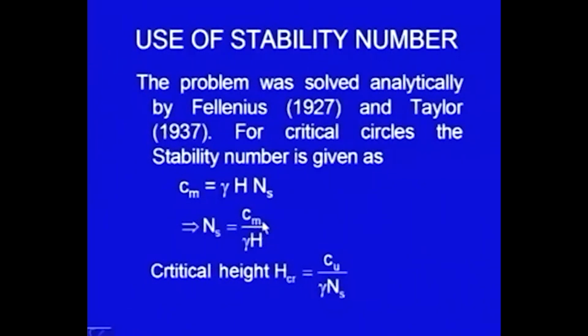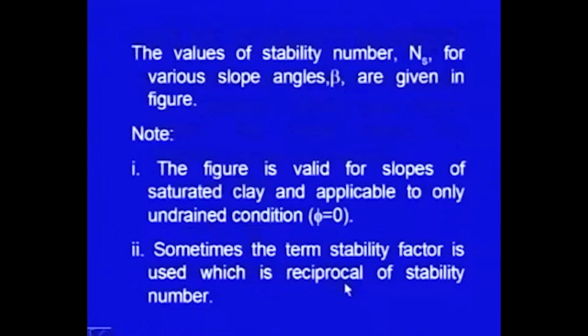So, for the case of the mobilized cohesion, Ns will be equal to Cm upon gamma h, and for the case of the critical height, when critical height means maximum height, if you want to calculate the maximum permissible height, then factor of safety will be equal to 1, Cu and Cm will become equal. So, in that case, critical height will be equal to Cu upon gamma into Ns. So, this Ns has been given.